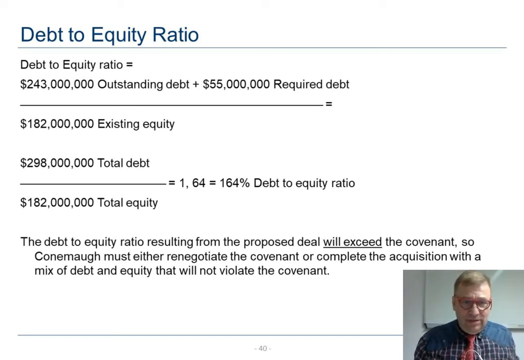And so the debt to equity ratio resulting from this deal will exceed this covenant level. So either Conmo must renegotiate this level to make it higher, or complete this acquisition with some kind of equity raise. So you could see in this case the new debt to equity ratio will be higher than required by lenders.